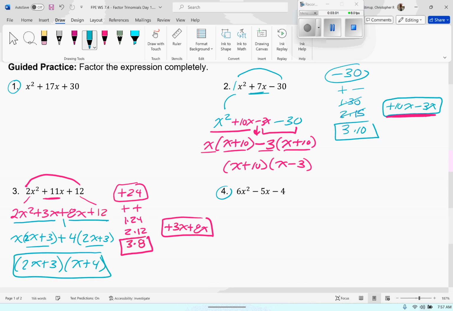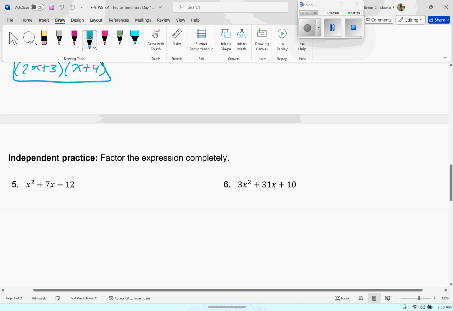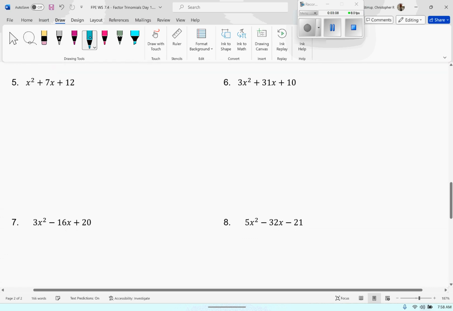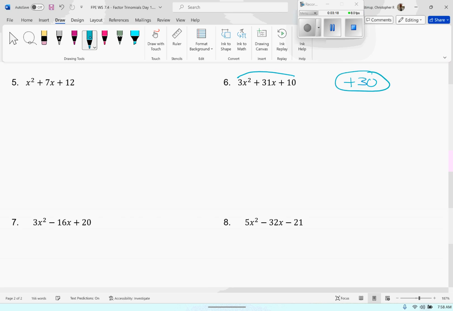It is factored. So today, we're going to go through these pretty extensively. So I'm just going to do all of the even problems. So I'm going to multiply those together. I'm going to get positive 30. All the signs are positive, so I have positive and positive. I want the two numbers multiplied together to give me 30, and when added together, give me 31.